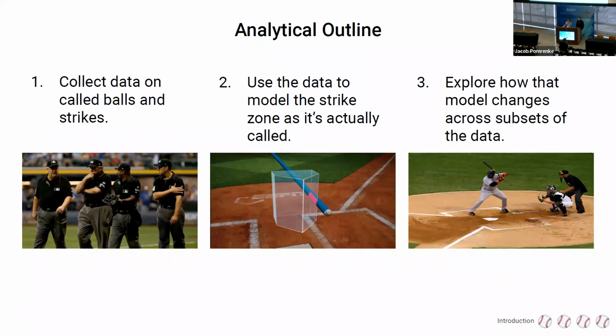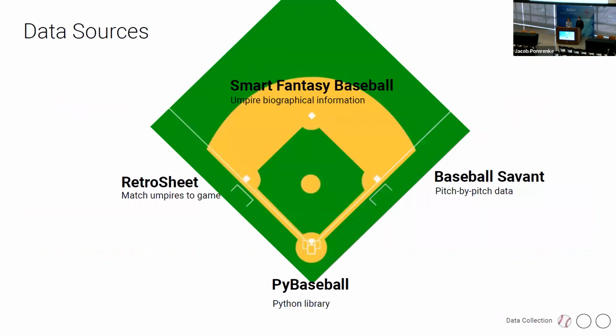To find out, we collected data on balls and strikes. We used this data to model the average strike zone for the umpire corps, as it's called within the game. The surface shows the actual behavior of this ruler. Then we used the modeled surface to explore changes across different slices of the data, whether that's batters, pitchers, seasons, etc. So a quick trip around the base paths with our data sources. We used the PyBaseball Python library to pull pitch by pitch data from Baseball Savant, which we then combined with umpire information from Smart Fantasy Baseball and RetroSheet to build our complete data set.